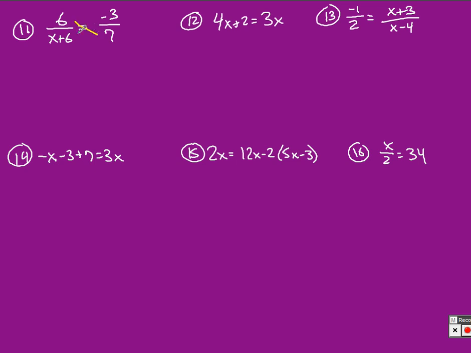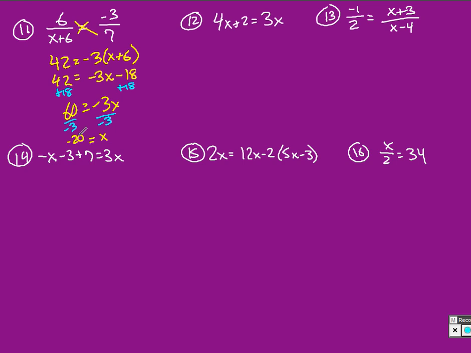Next set here, here's another cross multiplying. 6 times 7 is 42 equals negative 3 times the whole thing of x plus 6. Distribute that, negative 3x and negative 18 is what's equal to 42. Only one x, which is nice, so I just need to get rid of minus 18. I do that by adding 18 to both sides. That gives me 60 equals negative 3x. And then here, just divide by negative 3, and you'll get your final answer, x equaling negative 20.